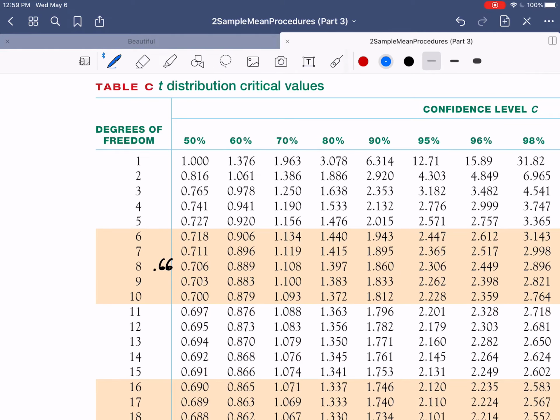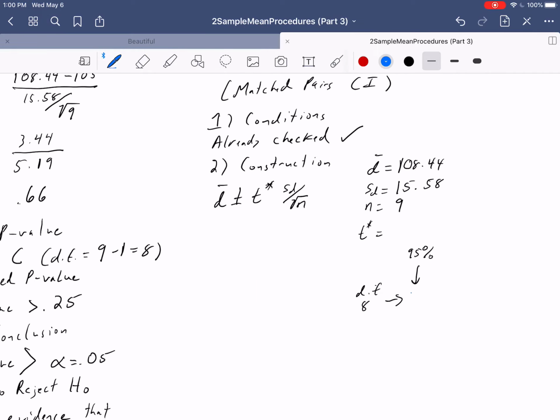So 8 degrees of freedom right there, 95% confidence right there, 2.306. So our value there is going to be 2.306. So we've just figured out our t star, 2.306. Let's plug all this stuff in.